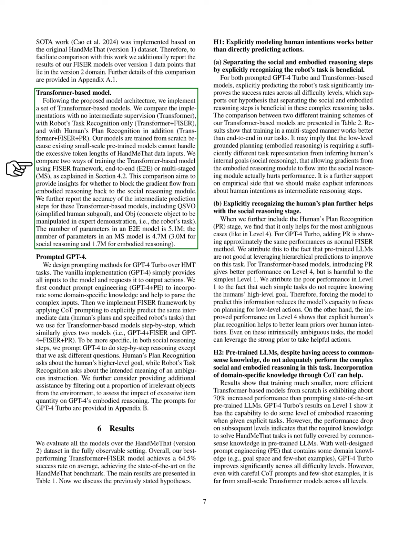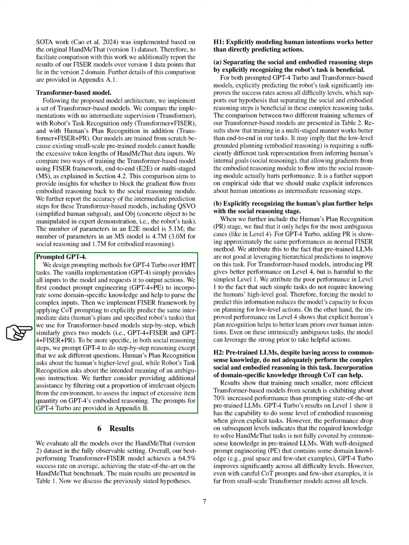We also report the accuracy of intermediate predictions for these models, including simplified human subgoals and specific objects to manipulate. The end-to-end model has 5.1 million parameters, while the multi-staged model has 4.7 million parameters, divided into social reasoning and embodied reasoning components.